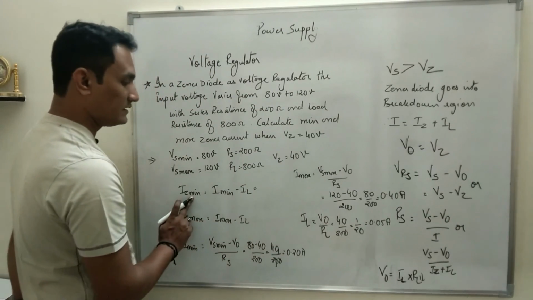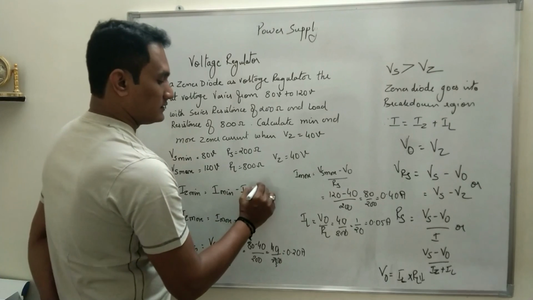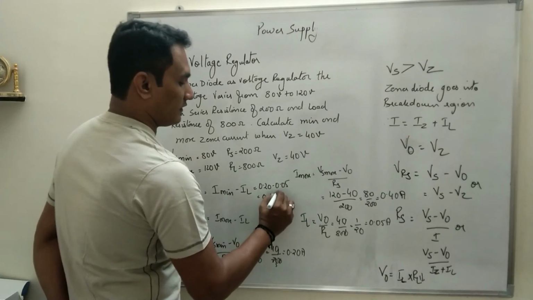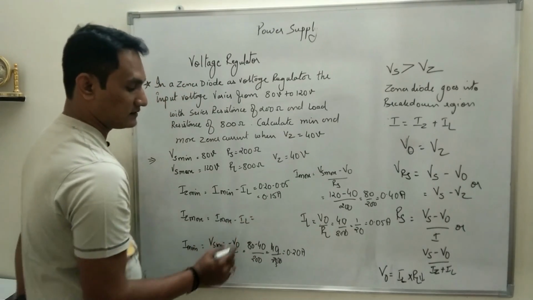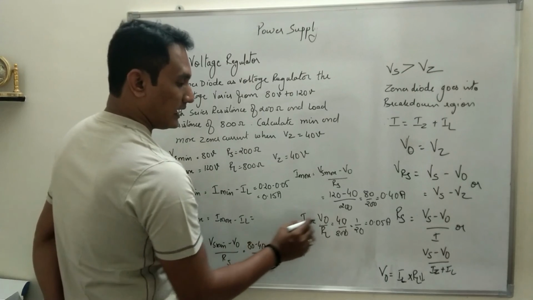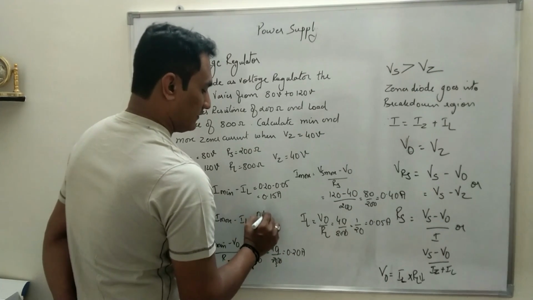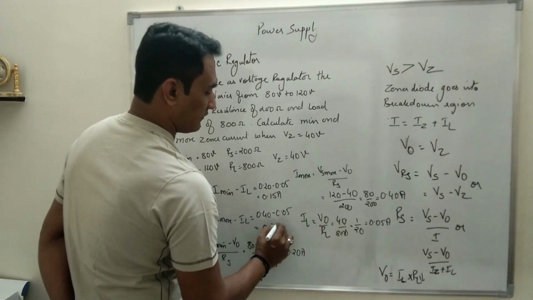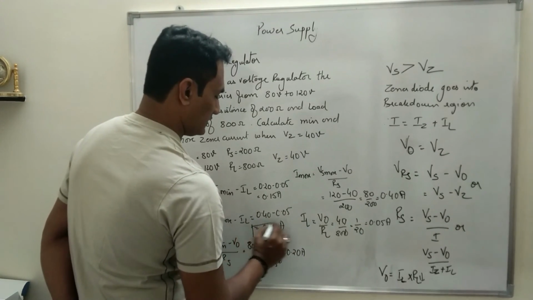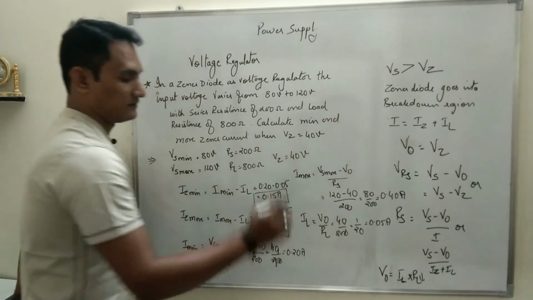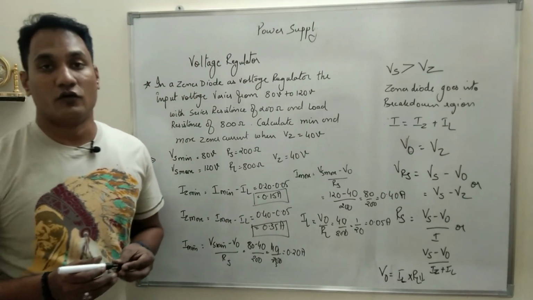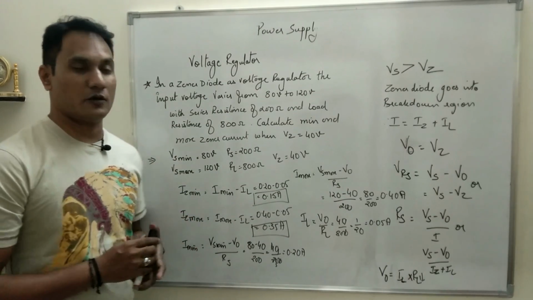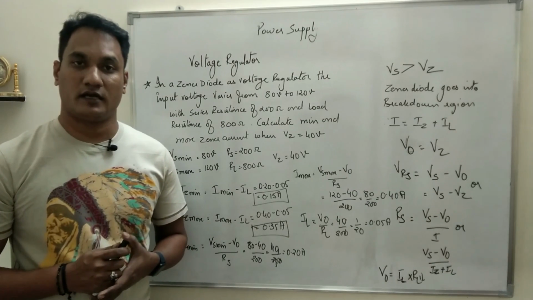So what will be Iz minimum? I minimum is 0.20 minus 0.05, which is 0.15 amperes. Similarly, Iz maximum will be I maximum, which is 0.40 minus 0.05, which will be 0.35 amperes. So this is your answer, and this will fetch you 4 marks. So these are different types of numericals based on Zener diode as voltage regulator. I hope you have understood.